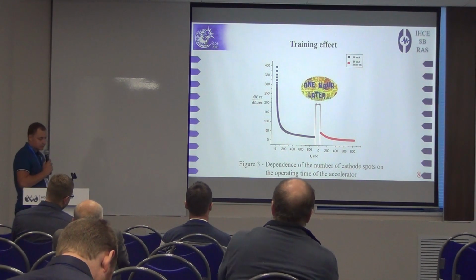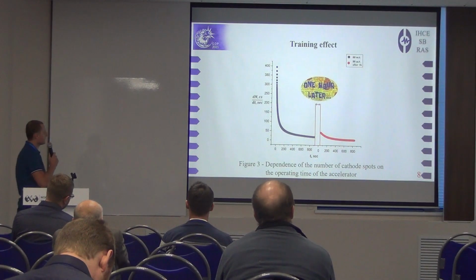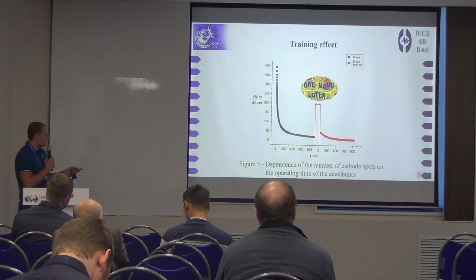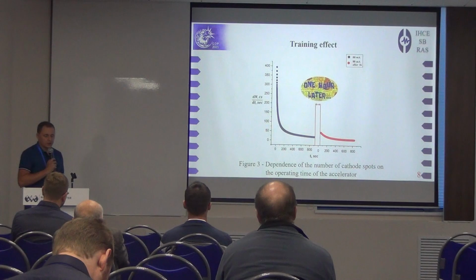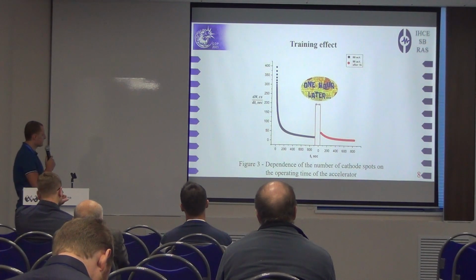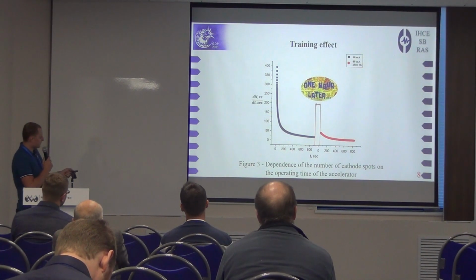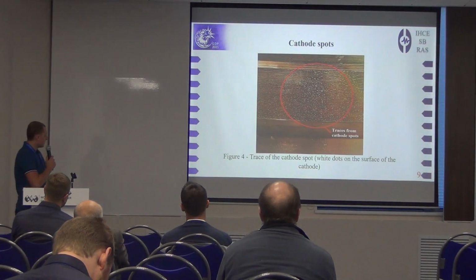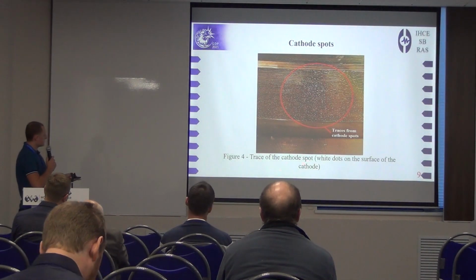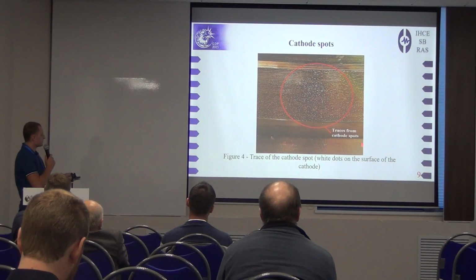Next, the accelerator was turned off, and 1 hour later the experiment was repeated to find out how much the stability would change in 1 hour. It's the red graph. You can see that 1 hour of accelerator downtime has an insignificant effect on the stability of the accelerator. On this slide, you can see the traces of cathode spots on the surface of the cathode.